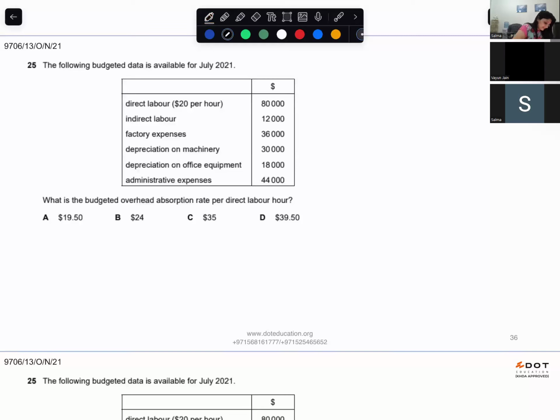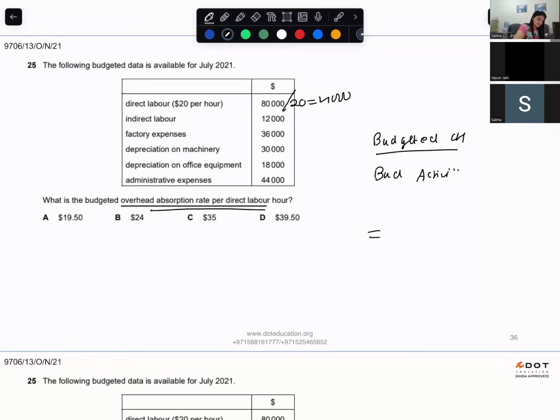What do I have to find? Miss, you have to find the absorption rate per direct labor hour. How will you get it? First, you have to do the budgeted overheads divided by the budgeted activity level. What is the activity level? The activity level is 80,000 divided by 20, 4,000 hours. What is budgeted overheads? You have to add all this, miss.